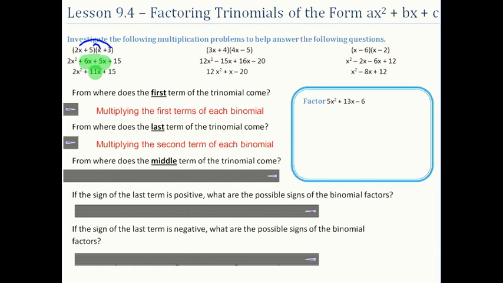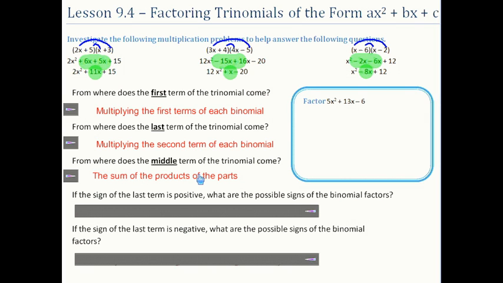And you'll notice it's the same for these other ones. This x came from the sum of those two, and those two came from the product of 3x times 5 and 4 times 4x. And the last one, you'll see the same thing again. This negative 8x, the middle term, came from the sum of those two. Well, those two terms came from x times negative 2 and negative 6 times x. So in short, that middle term came from the sum of the products of the other parts. So the ones, if you look up, that are shown here, here, and here.